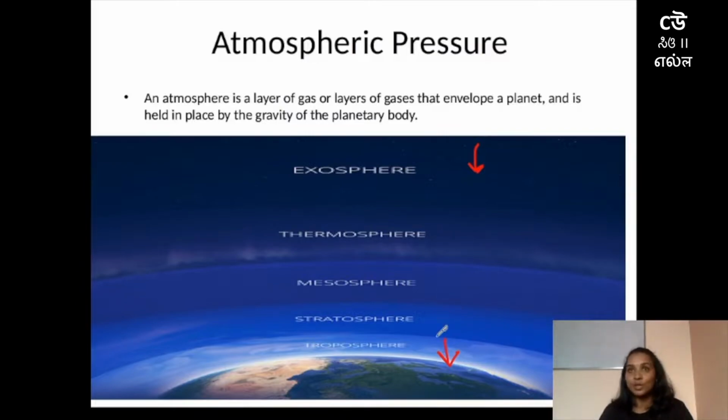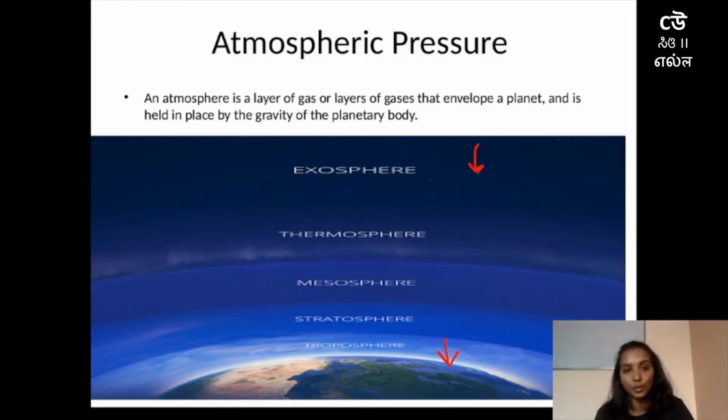Atmosphere means there is a presence of air molecules, and these air molecules have weight. Whenever they move randomly, their movement exerts some force. Force means any action done by an object, and the movement of air molecules creates force. Force per unit area gives us pressure, and the force per unit area created by the air molecules gives us atmospheric pressure. Atmospheric pressure is the pressure created by the atmosphere.